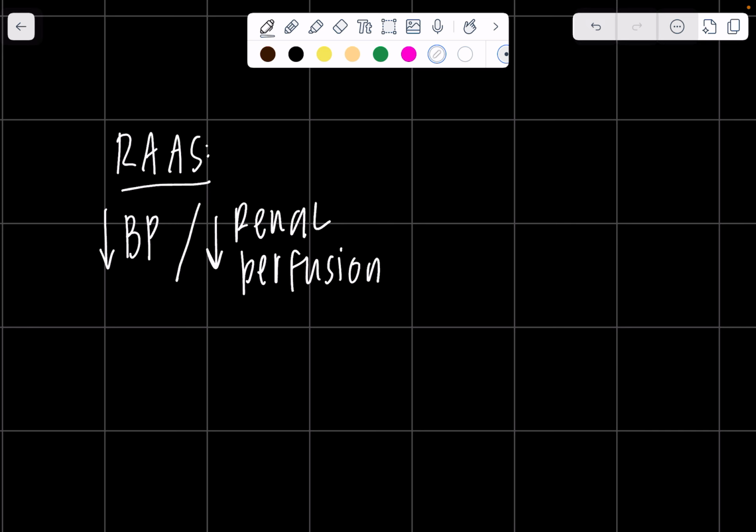There is one more setting in which we would activate RAAS, and that would be in the setting of hypoxia. So if we don't have enough oxygen coming into our body, maybe because we aren't breathing appropriately, because we are sedated, maybe because we have a pulmonary embolism, whatever the reason may be, we're not going to have enough oxygen for our blood to carry throughout our body and to properly nourish our organs.